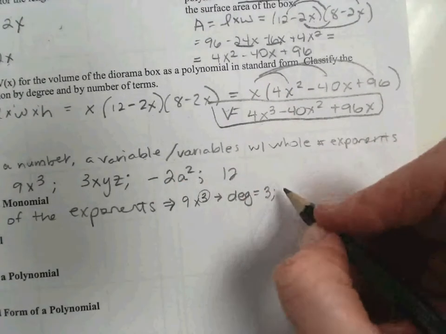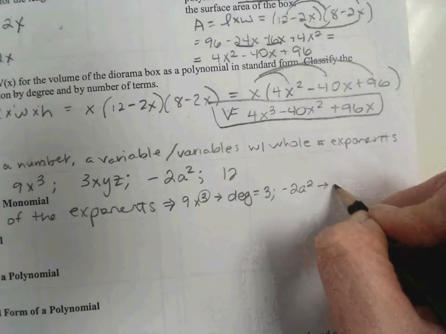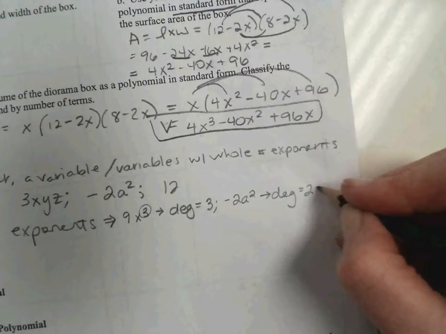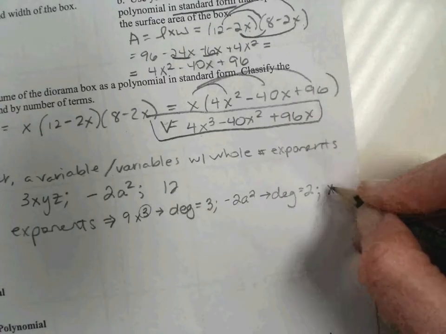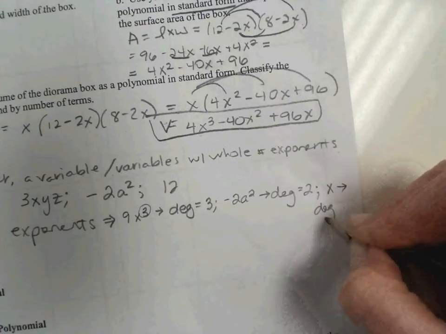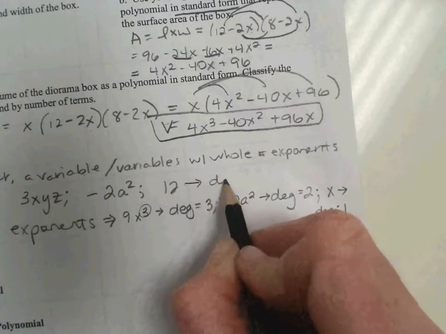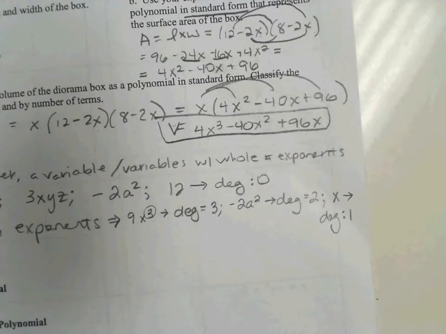If we have, let's go with the negative 2a squared, the degree is 2. If we did x, let's just say x, that would have a degree of 1. Our 12 up here has a degree of 0, because there's no variable. So the degree is 0 if there's no variable.